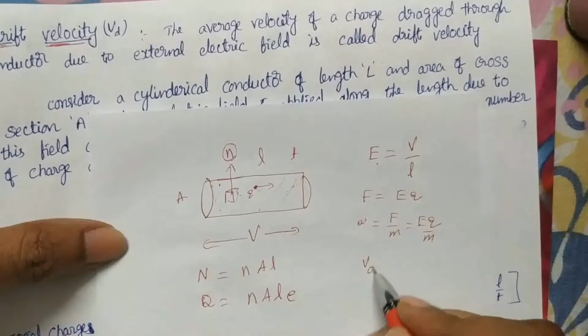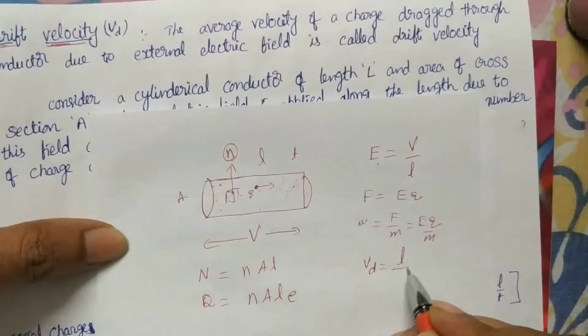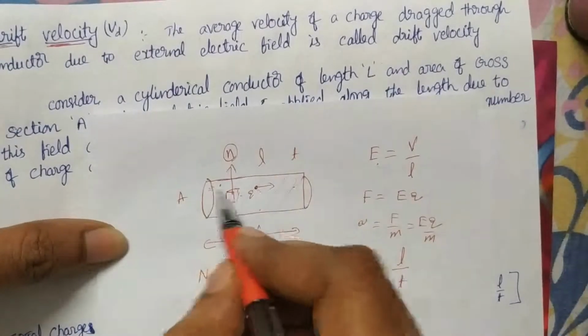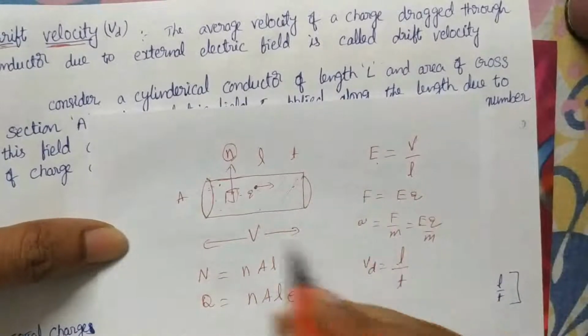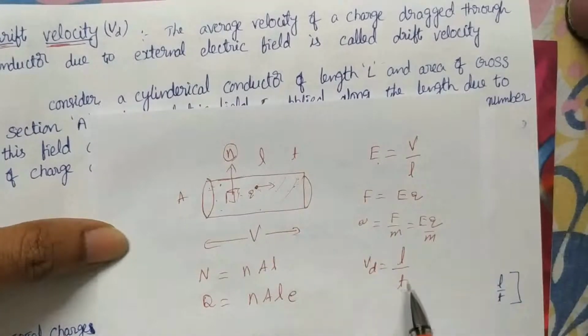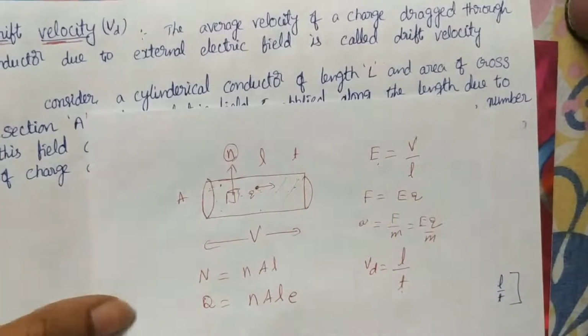What is drift velocity? Drift velocity is total length by total time. How much distance does it travel? L distance it travels within time t. So L by t is the drift velocity, you can write.